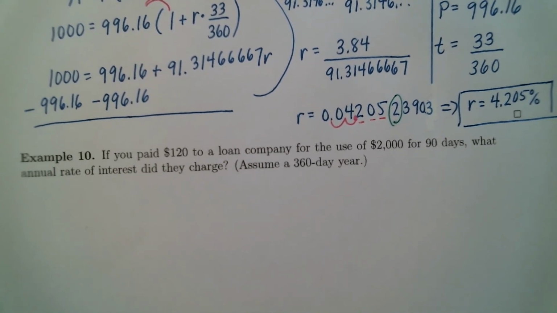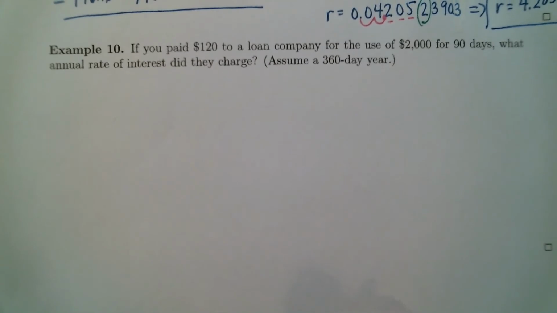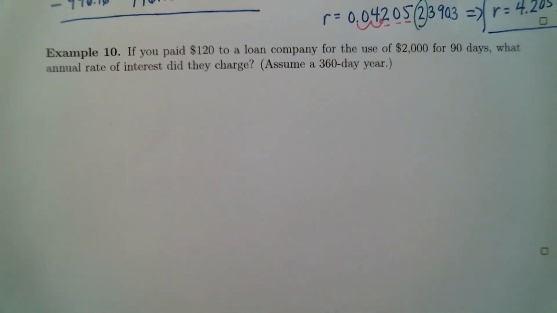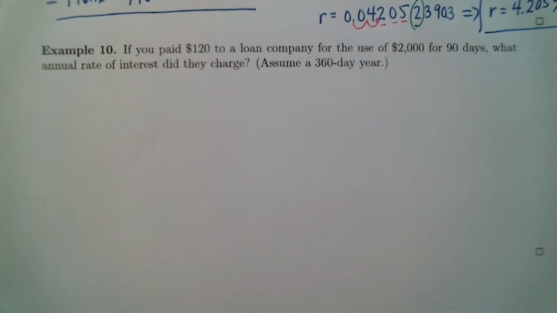All right. Example 10. If you paid $120 to a loan company for the use of $2,000 for 90 days, what annual rate of interest did they charge? And again, we are assuming a 360-day year. This question does not have the phrase simple interest, but it also lacks the word compounded. So it is a simple interest problem.